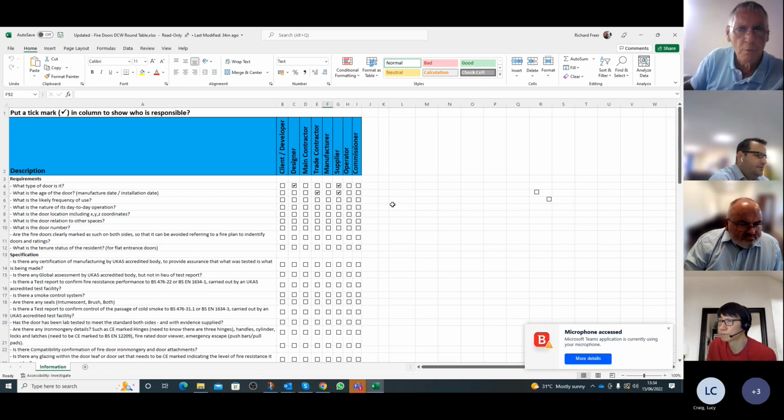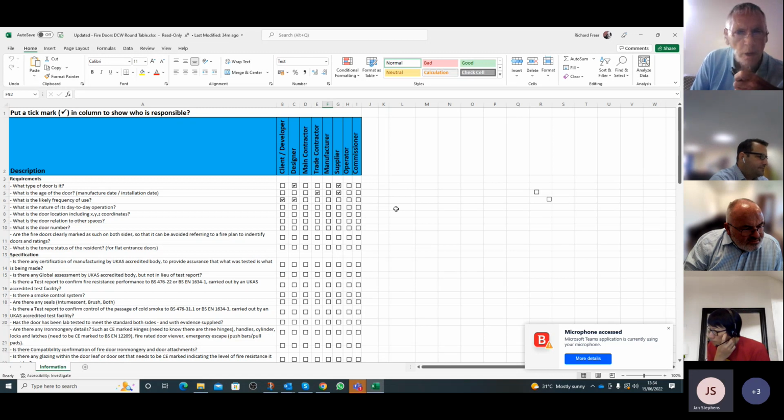Right. What about who would be responsible for supplying the information on the door's likely frequency of use? That would be the client and the designer, wouldn't it? Because that'd be FM and designer related. Anybody disagree with that or want to add to that? No. Okay. What about supplying the information on the nature of its day-to-day operation? Designer. So the next one, I assume, is designer as well.